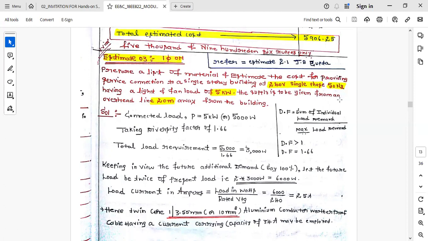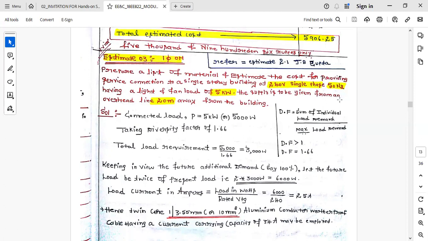Now let's concentrate on the third problem on overhead service main. This problem is very, very important from your exam point of view. They will ask this type of question in the examination, especially this problem is very, very important. Many times they have asked it in the examination.